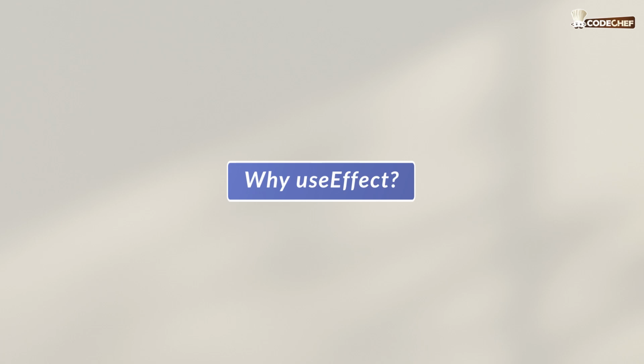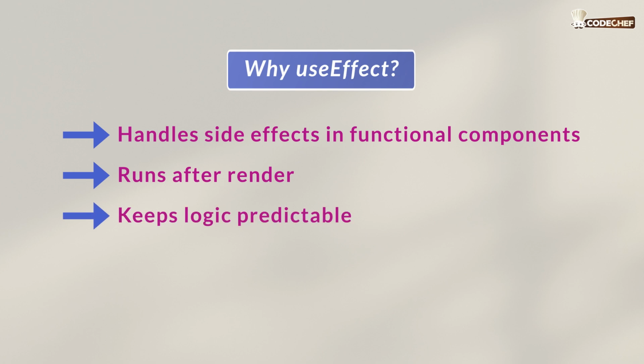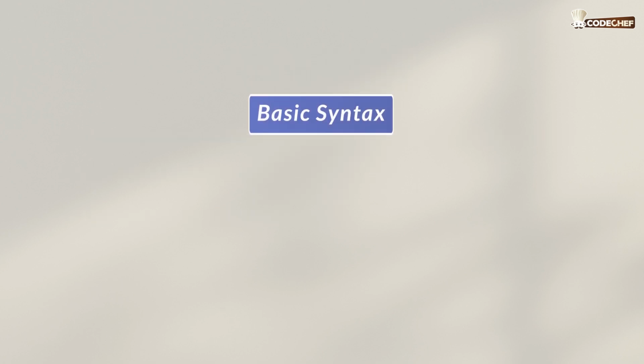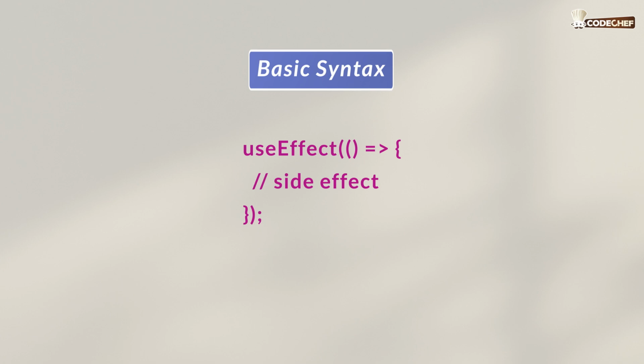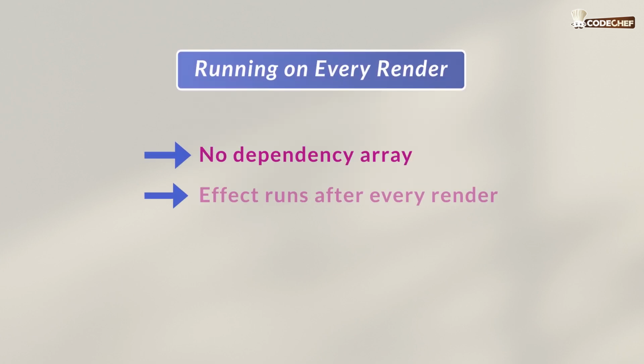React provides the useEffect hook to handle side effects inside functional components. It allows us to run code after the component renders and keeps the side effect logic separate from the rendering logic. So this is the basic syntax of useEffect. The function inside it runs after the component renders. Any side effect code like API calls or DOM updates goes inside this function. When we don't pass a dependency array, the effect runs after every render. This means any state update or re-render will trigger the effect again.